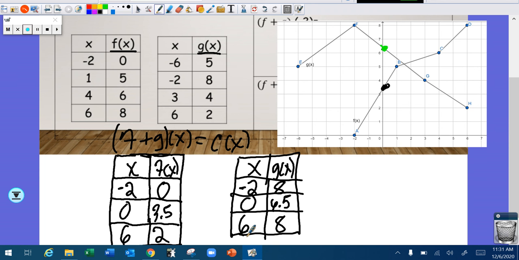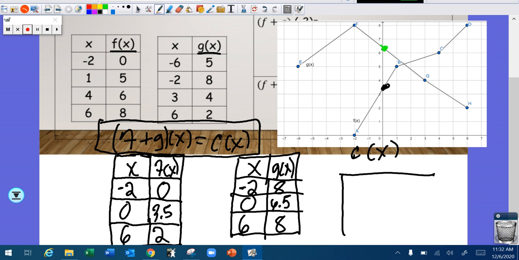So now what this is telling us to do, now that we found like values, is to add these two together. So my c of x, which is what we said we're going to call this function when we add them together, would be when we just rename it when we're combining. So we're saying the combined function there.